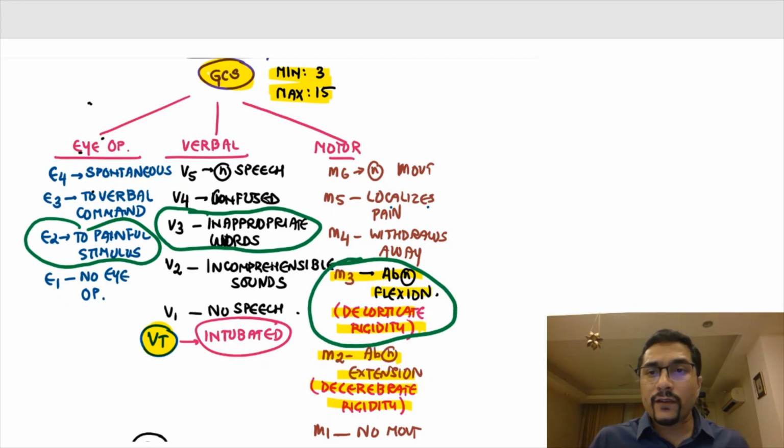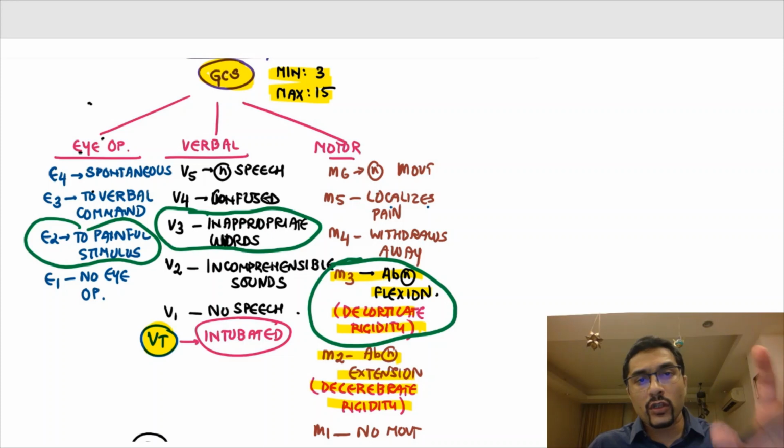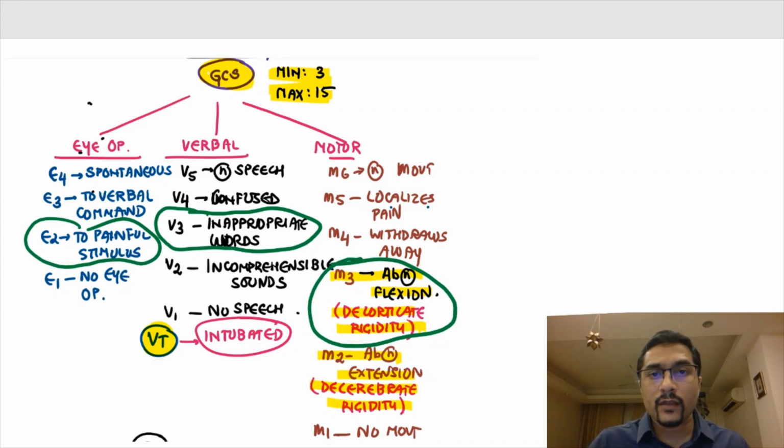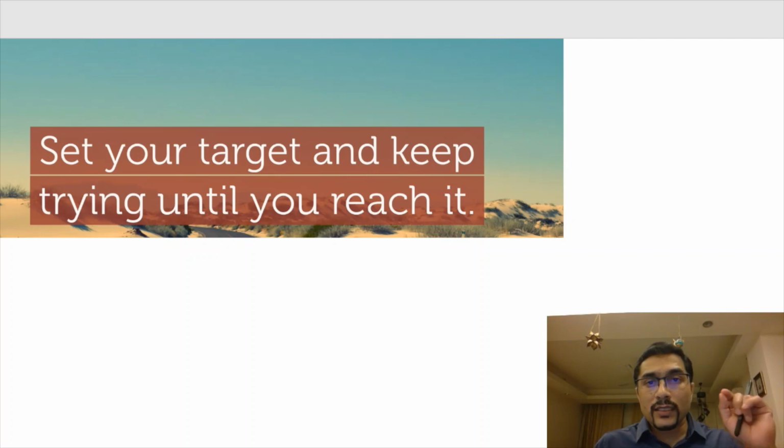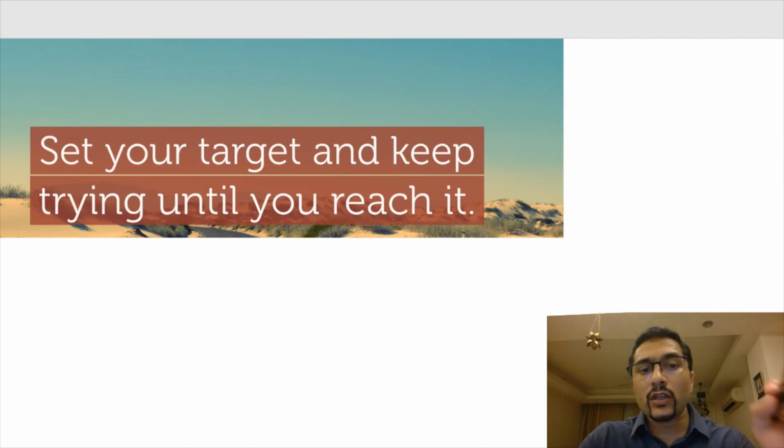So by discussing these 15 questions, I've told you a lot of points other than the questions itself. So please make a note of these points for your upcoming FMG exam. I will be uploading the next set of questions next week. Till then, please keep studying. Please solve MCQs at this time. Make sure you're doing more than 50 to 60 MCQs every day. And please remember, even if you have a month, you can still achieve your target. Set your target and keep trying until you reach it, right?